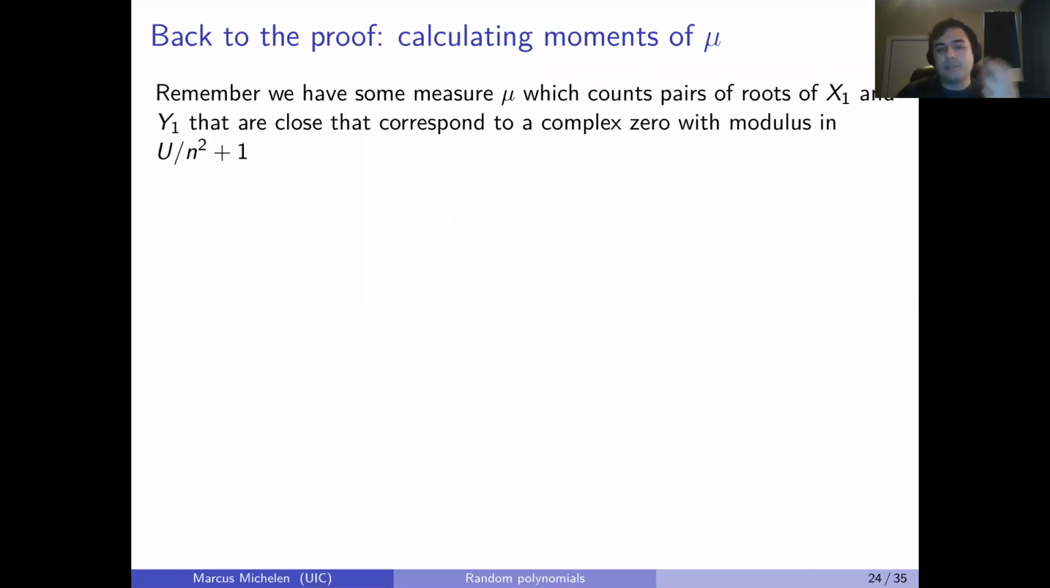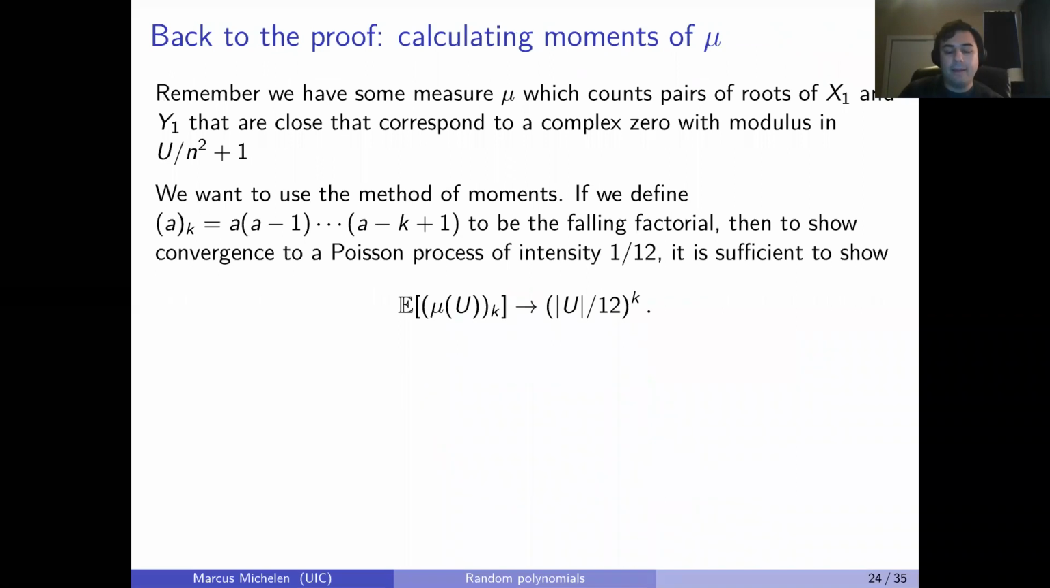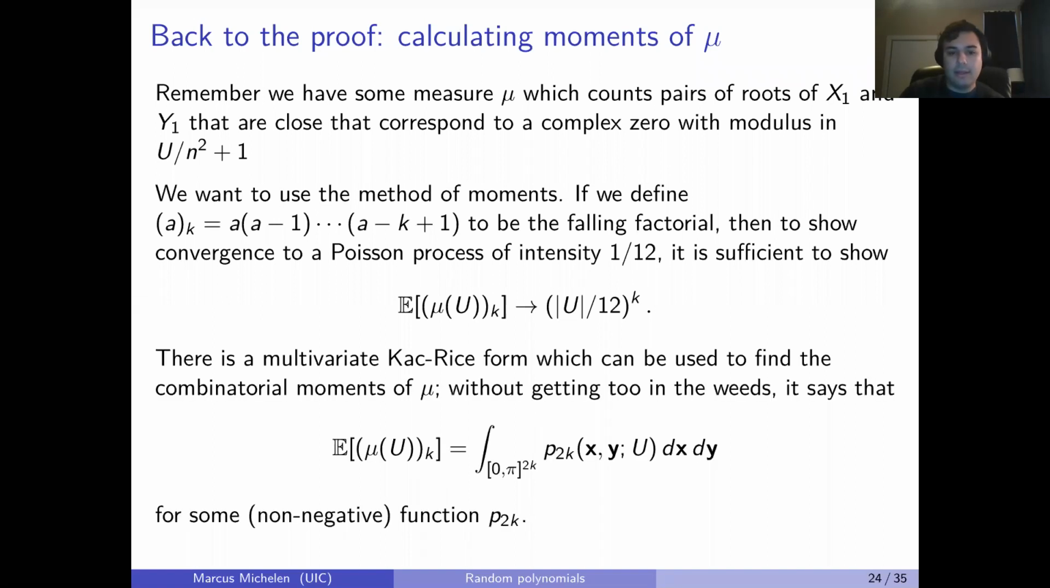So let's remember, we want to calculate the moments of a certain measure that we've defined only in terms of behavior on the unit circle. We're going to want to use the method of moments to show convergence to a Poisson process. So how this goes down is you want to look at a lower factorial moment. And we want to show that this converges to length of the interval over 12, because that's the intensity of our process, to the kth power. So the Kac Rice formula, which gives us this expected value of number of roots, also works for these factorial moments. We can write it down as a certain 2k dimensional integral.